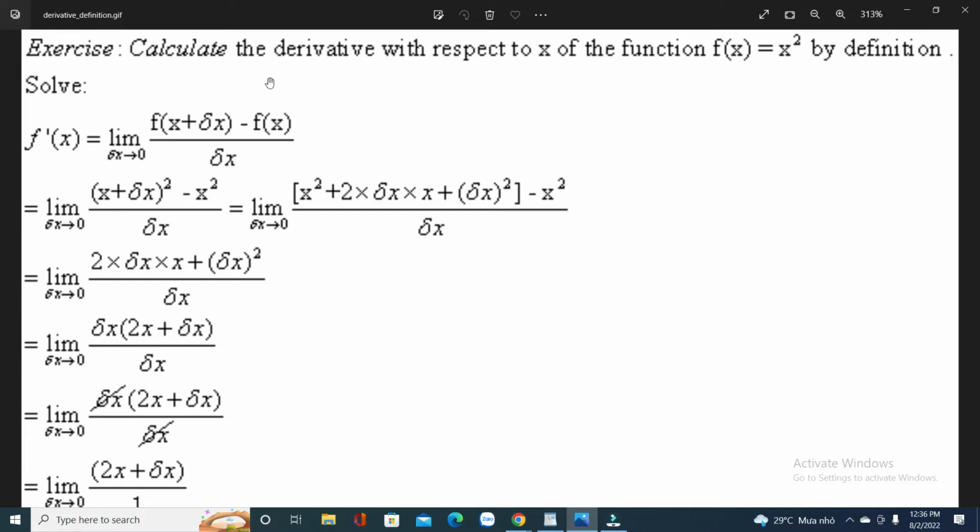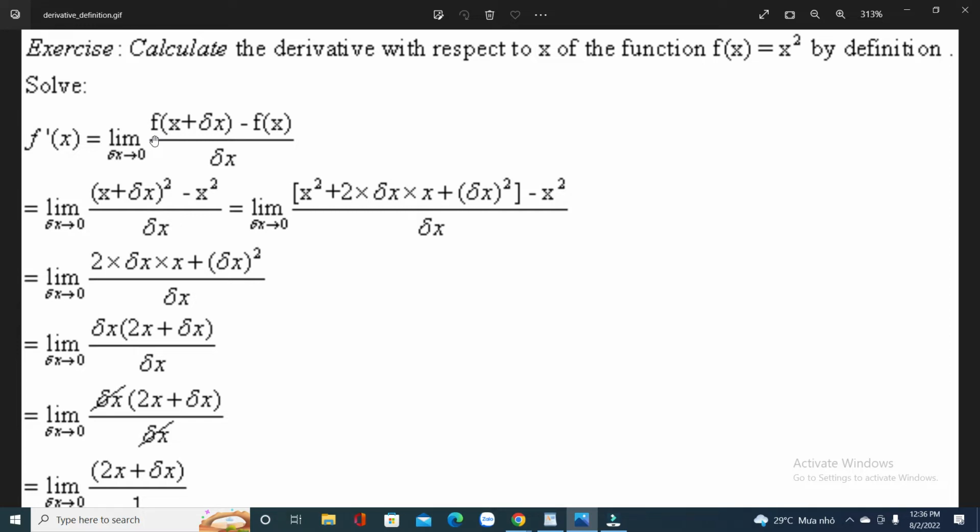Okay, and in the process of taking the limit, we're not gonna let delta x be 0, but come to 0. So that's the definition of a derivative, and we want to apply that definition to the function f(x) equal to x squared.